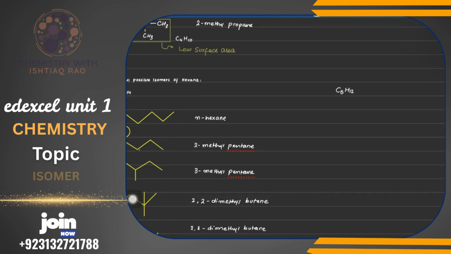Sure, done. So how many structures are possible? Three structures. Three possibilities, right? Yes. So, okay.